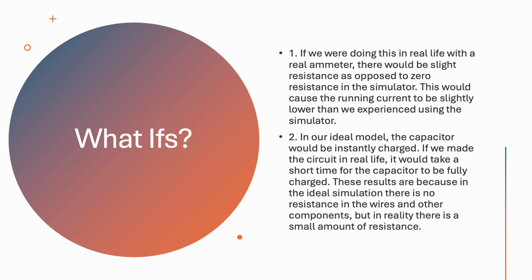But if we made this circuit in real life, it would take a short time for the capacitor to be fully charged. And these results are because in the ideal simulator, there's no resistance in the wires and other components, but in reality, there is a small amount of resistance. Just like I mentioned in the first what if with the ammeter, there's just naturally a slight amount of resistance in each component of the circuit.